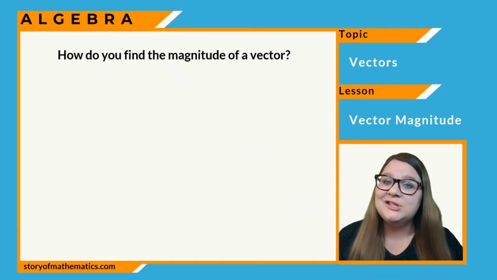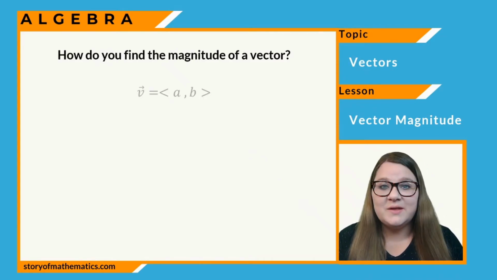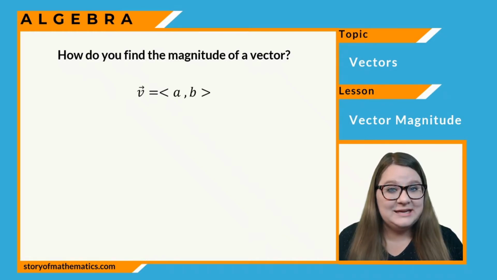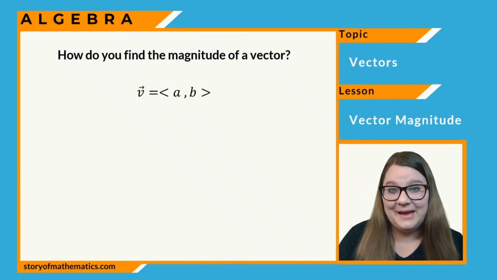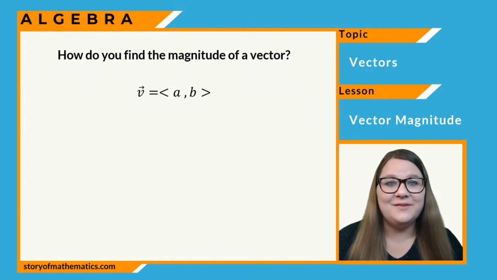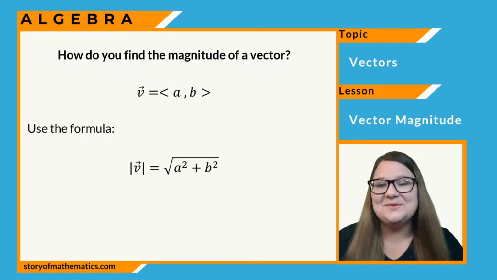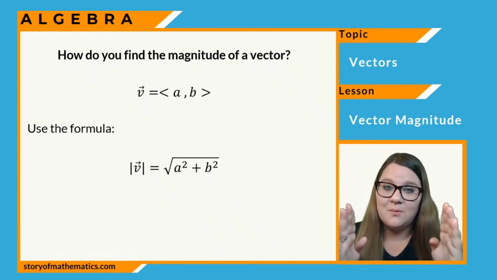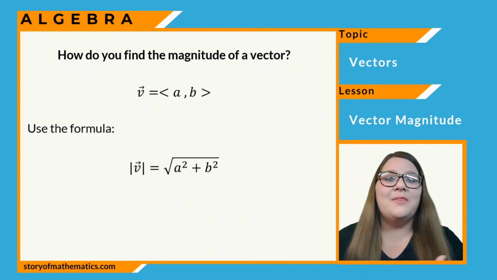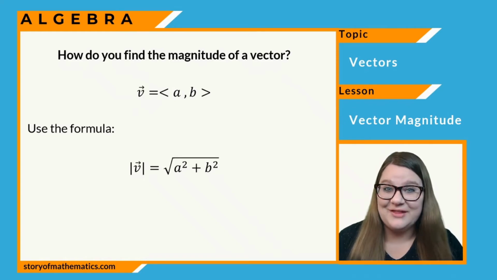Now, to actually do this calculation, let's assume that you are given a vector v, which equals ⟨a, b⟩. So the horizontal component's a, the vertical component's b. Then you're going to use the formula: the magnitude of v equals the square root of a squared plus b squared. Notice here that you have the bars around v. That means the magnitude. That's the notation for that.